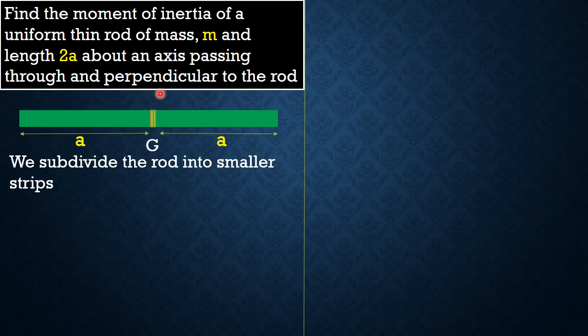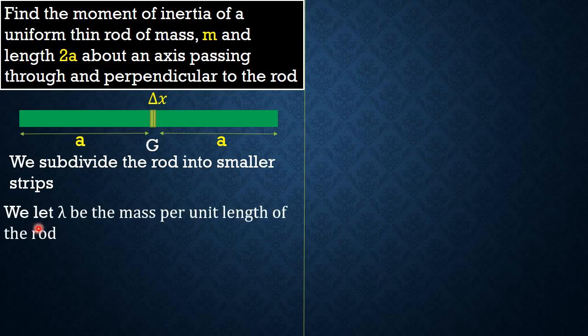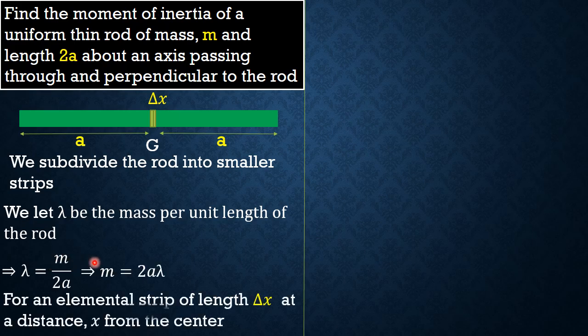Each of the pieces can have some small change in x value. We can call it delta x. Good. Then friends, we can let lambda be the mass per unit length of the rod. That means lambda is equal to the mass over the length of the rod, which is 2a, so we have mass over 2a. That implies the mass is equal to 2a lambda.